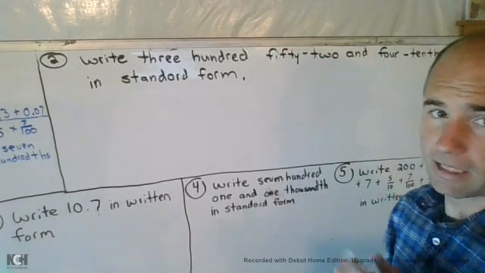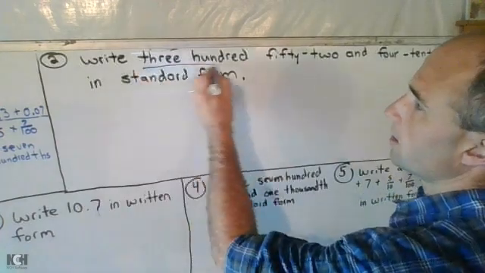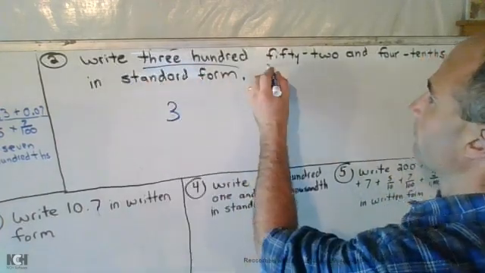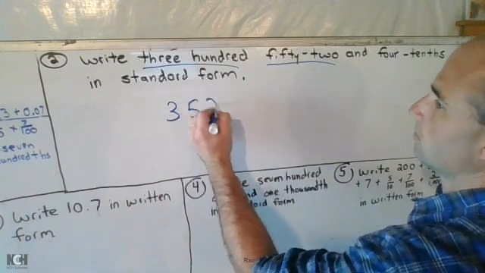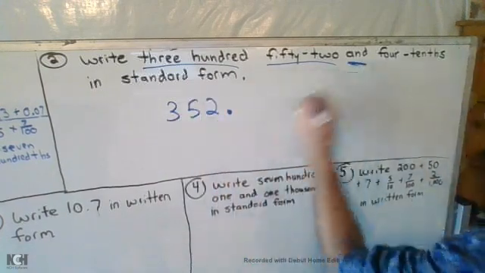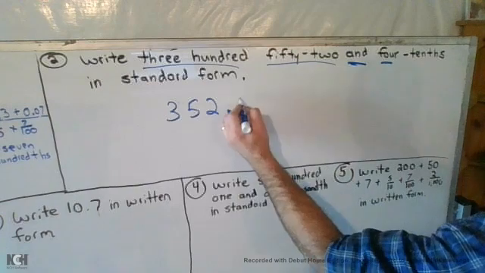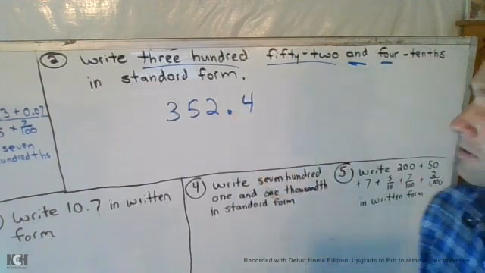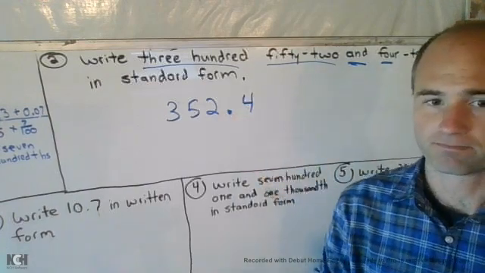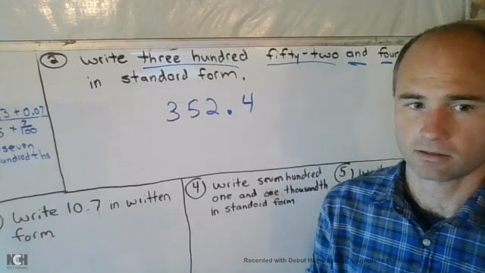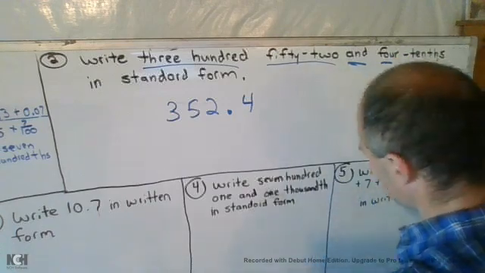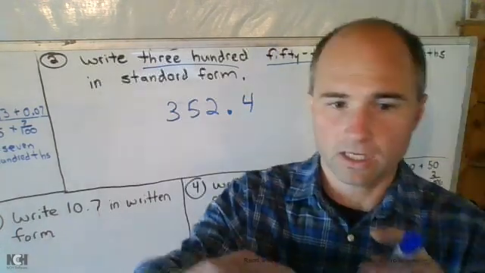All right, and we're back. 352 and, my decimal, 4/10. That's my standard form. Piece of cake. Oh, so easy, Mr. Brislin. All right, let's go to number 3.